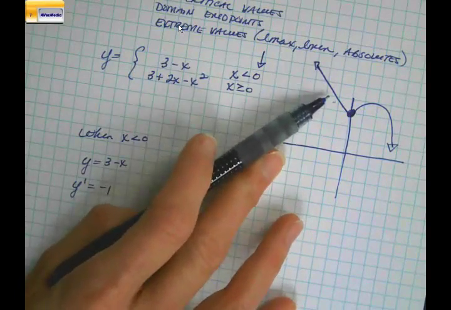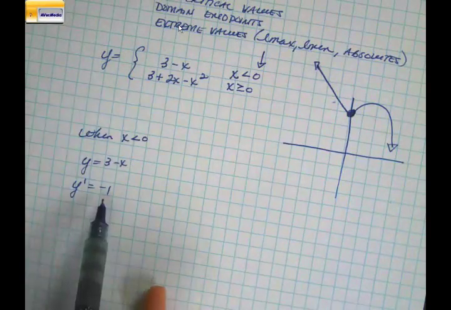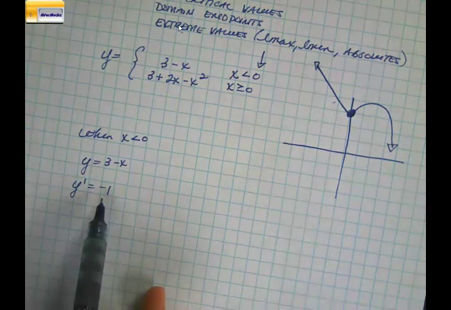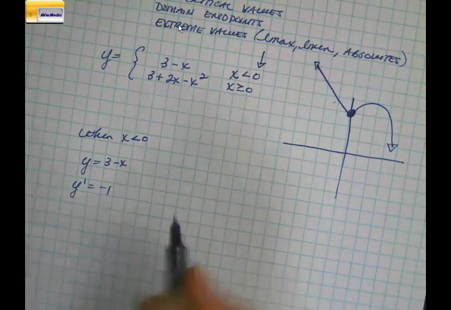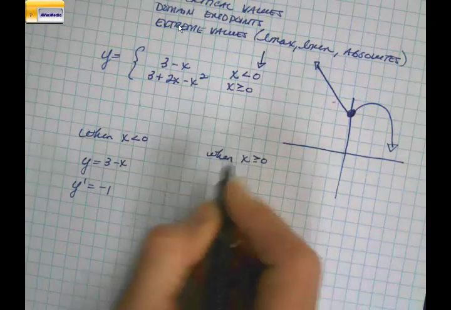And this goes right into the next section, which says that when your first derivative is a constant, then you have a linear graph. Okay, so that's a linear graph. Okay, so now let's look at when x is greater than or equal to 0.